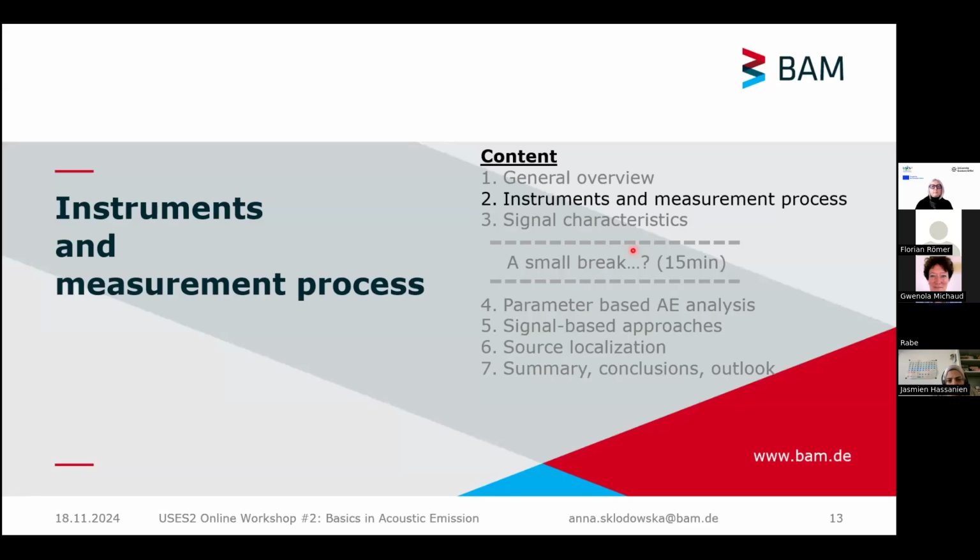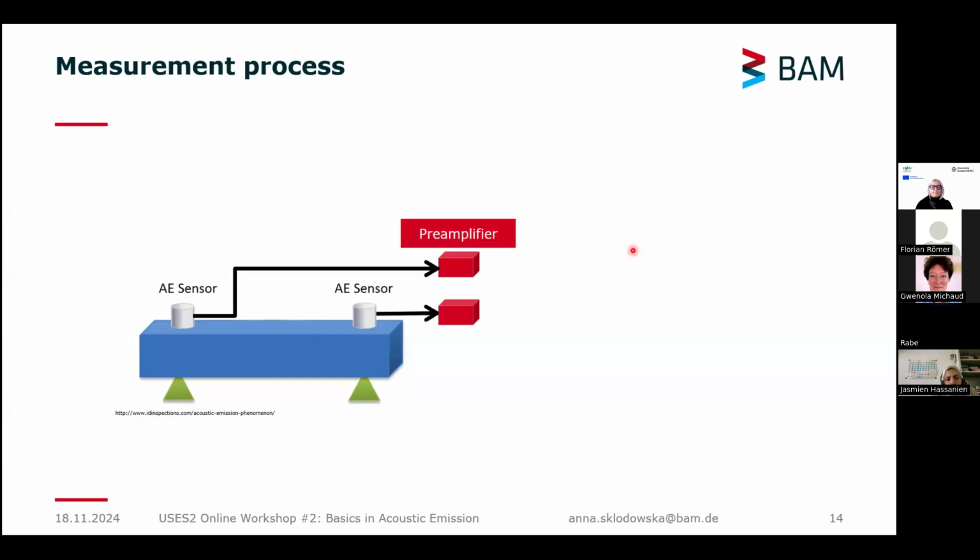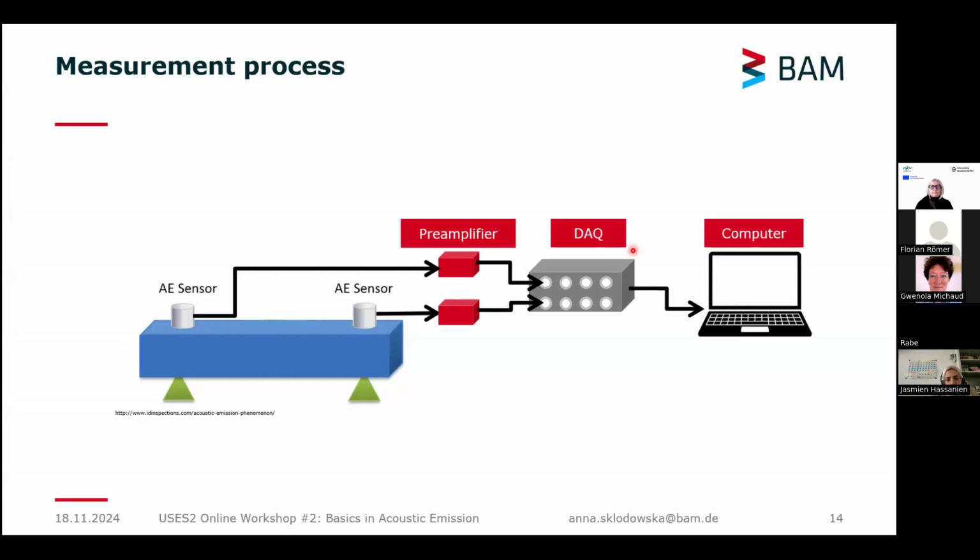Okay, so since we have the general overview of the method, we can go to more detail. We're going to talk a bit more about the instruments and measurement process. To measure acoustic emission, the first thing we have to do is attach the sensors, but the sensors on their own don't do anything. We need to attach them to other components of the measurement chain, which in the case of acoustic emission are preamplifiers, which then are connected to a data acquisition system connected to the computer.